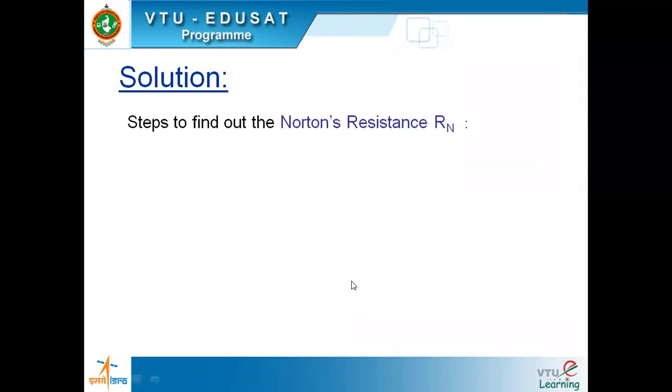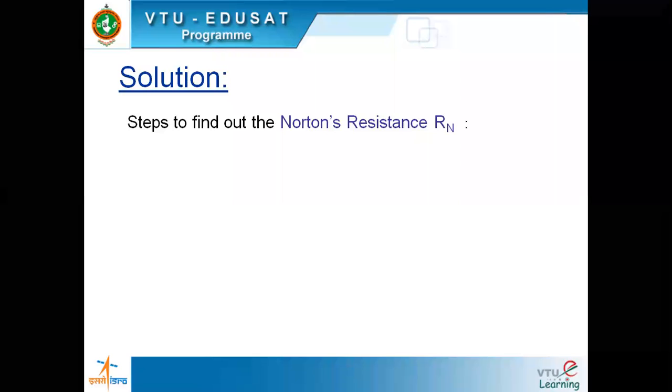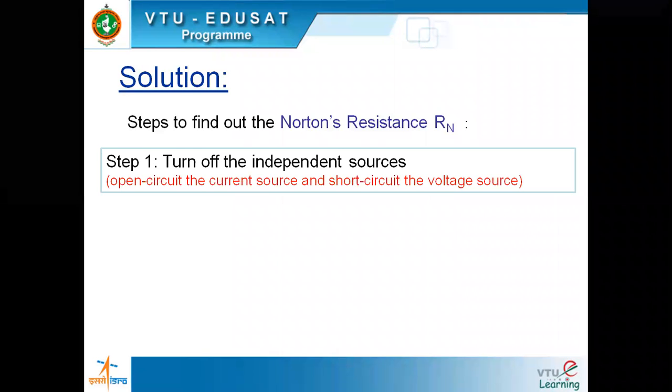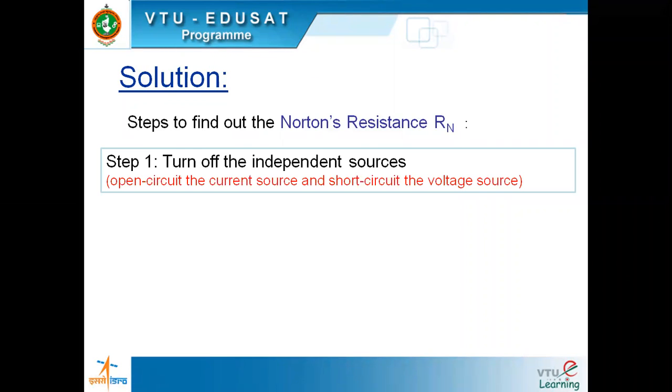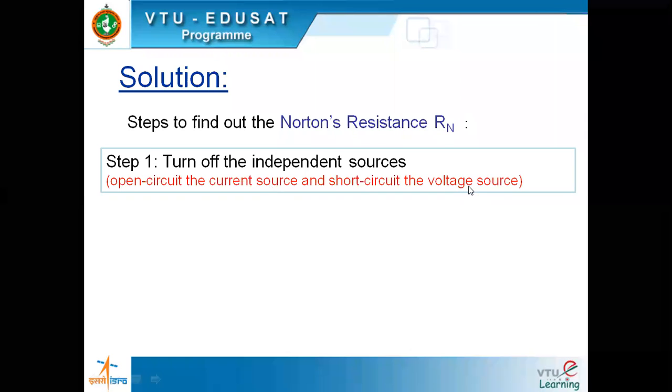Okay, so steps to find the Norton's resistance. Very first, we are finding the Norton's resistance. You can find ISC or Norton's resistance, anyone you can find first. Step one, what is that? Turn off the independent sources. If dependent sources are there, it's an entirely different ball game. Since only independent sources are there, we can turn them off. What does turning off the independent sources mean? It's open circuiting the current source and short circuiting the voltage source.